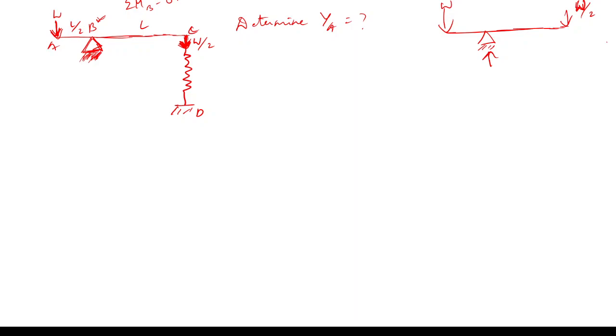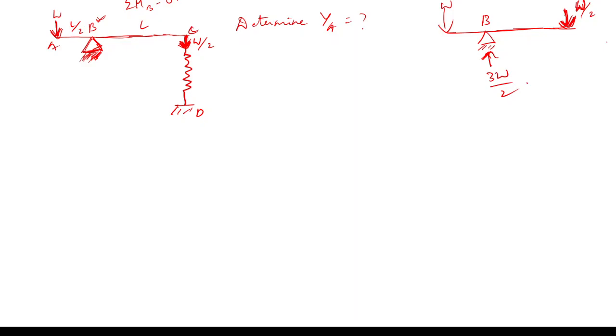Yes, sir. So an equal and opposite force will be acting on the spring also. So for the beam it will be pulling downwards, W by 2. So can you find out what is the reaction at point B then? It will be 3W by 2 up. Yeah, same.